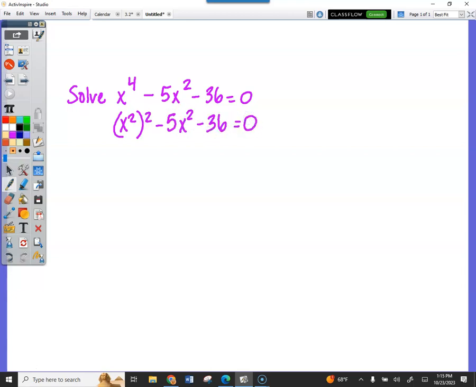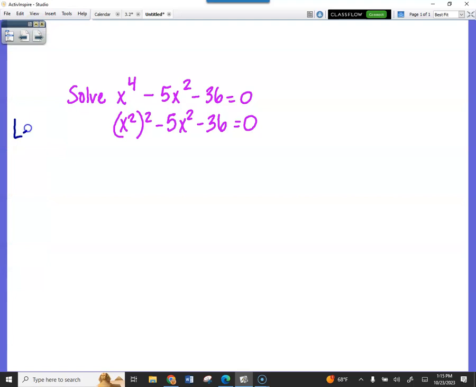This step right here is not necessarily required, because if you already understand that x to the 4th is x squared, squared, and it would become u squared, then you could skip that part if you wanted to.